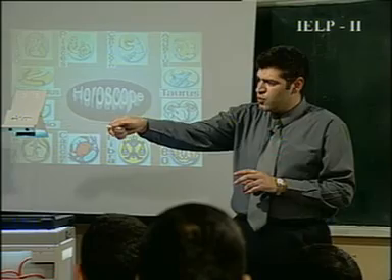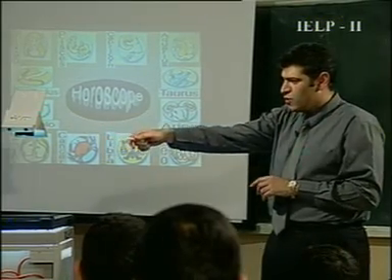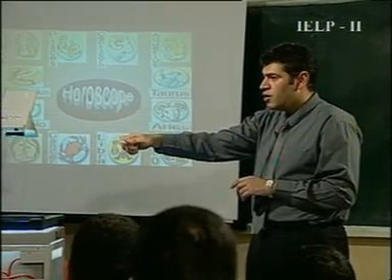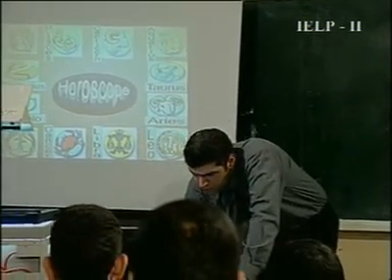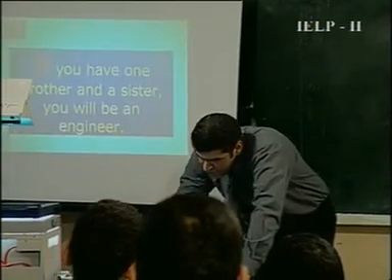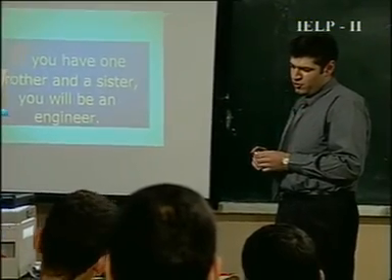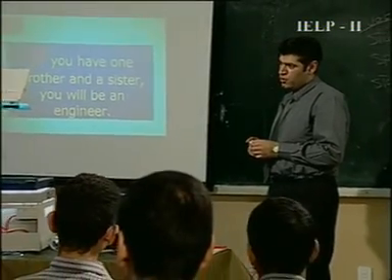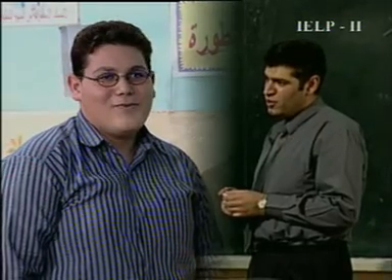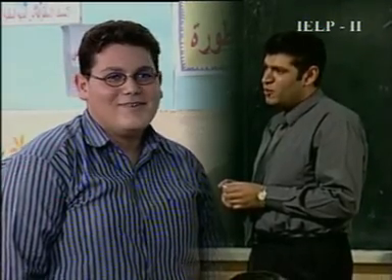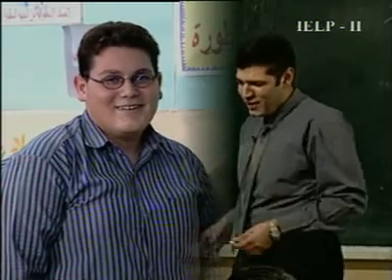Salam. Let's now do something related to what we have just done. I'm sorry. I told you that I'm going to get you. What is your star sign? Gemini. This is important, although you don't believe in them. If you have one brother and a sister, you will be an engineer. You have one brother and a sister? No. Do you believe in that? No. Do you want to be an engineer? No. This is perfect. Thank you. Sit down.